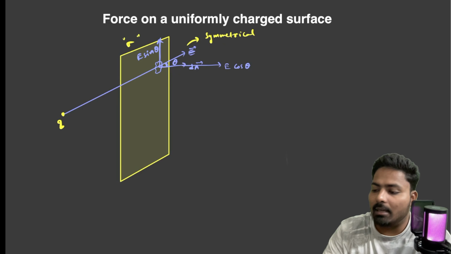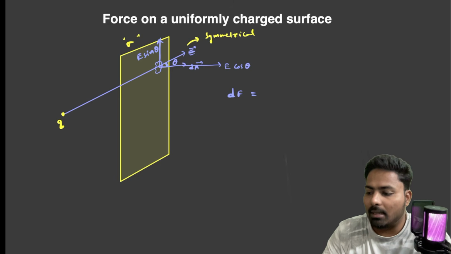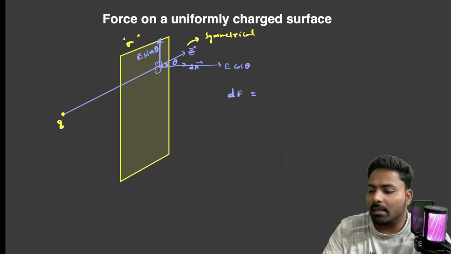So let me write the dF magnitude wise, which is perpendicular to the surface. So that can be written as charge multiplied by charge. What will be the charge? Sigma into dA.